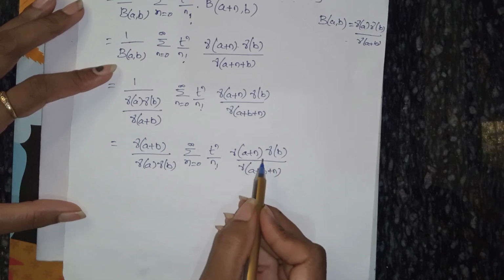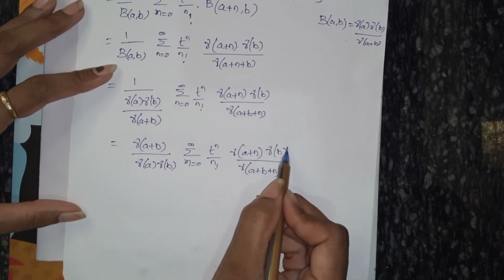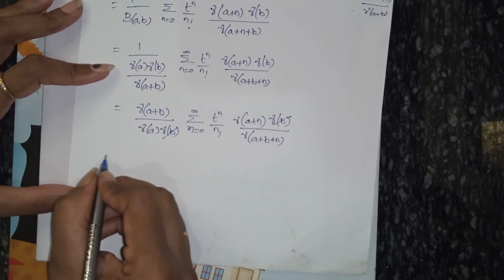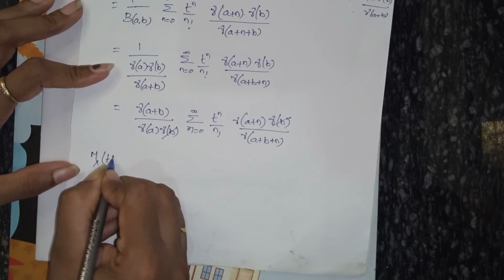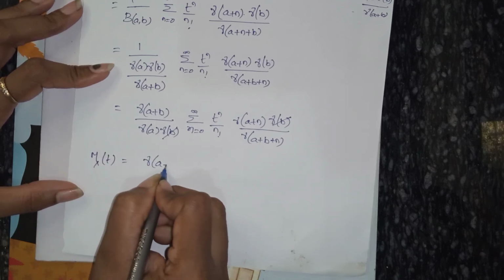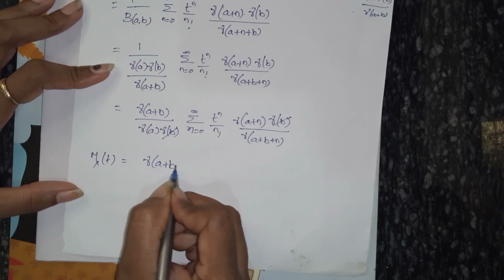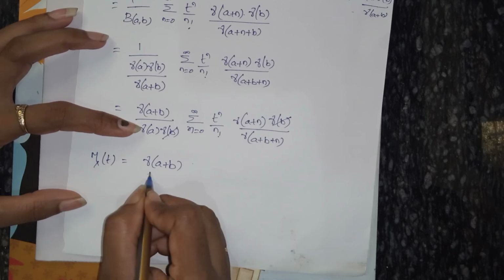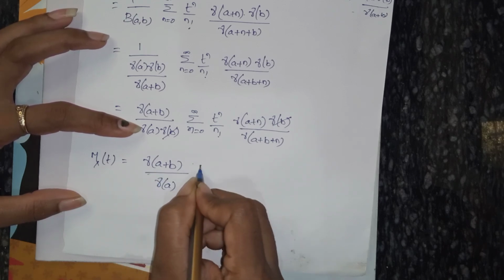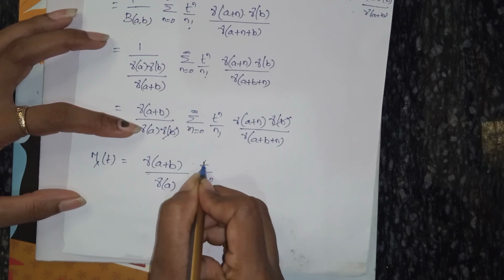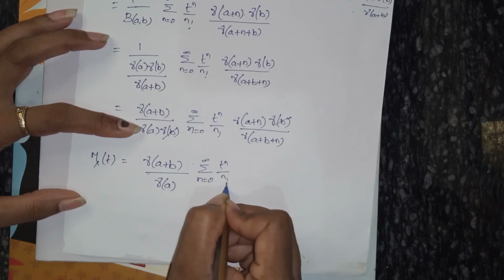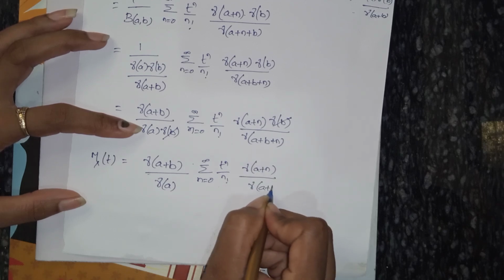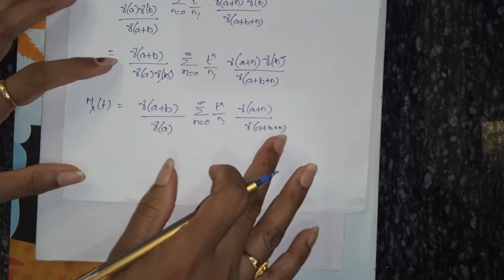If you observe here, this gamma of B and gamma of B get cancelled. So the remaining term is M_X(t) equals gamma of A plus B by gamma of A, summation n equals 0 to infinity t power n by n factorial gamma of A plus n by gamma of A plus B plus n. Okay, so this is the term.